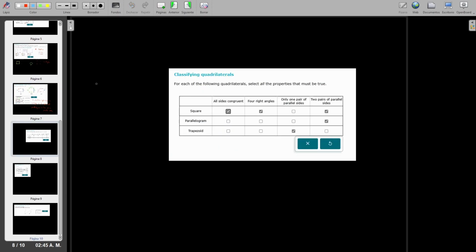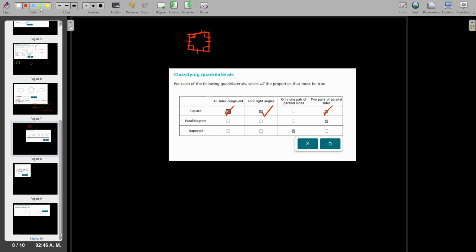Now we're going to be classifying the quadrilaterals. Remember, squares have all four sides congruent, so this is correct, and they have four right angles. Since they are rectangles and squares, that means they are also quadrilaterals. That means they have two pairs of parallel sides. This is the square, remember, and four equal sides.